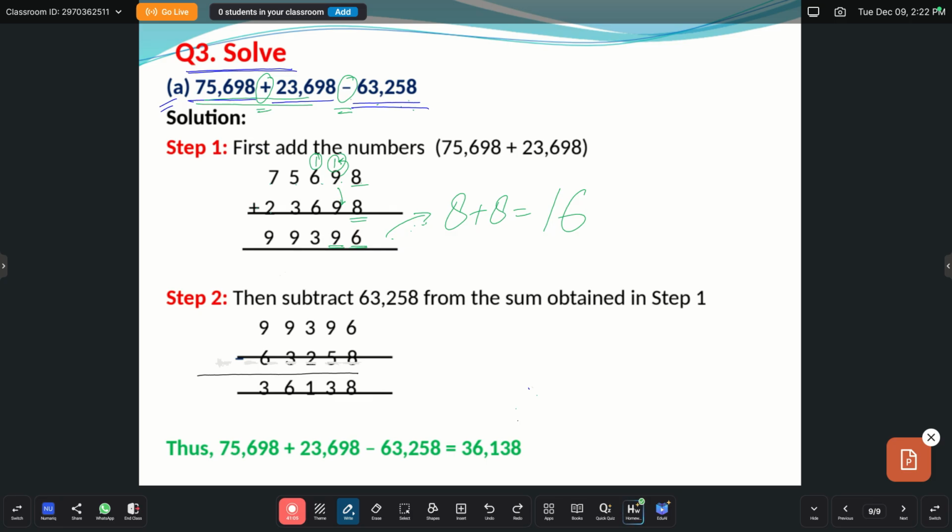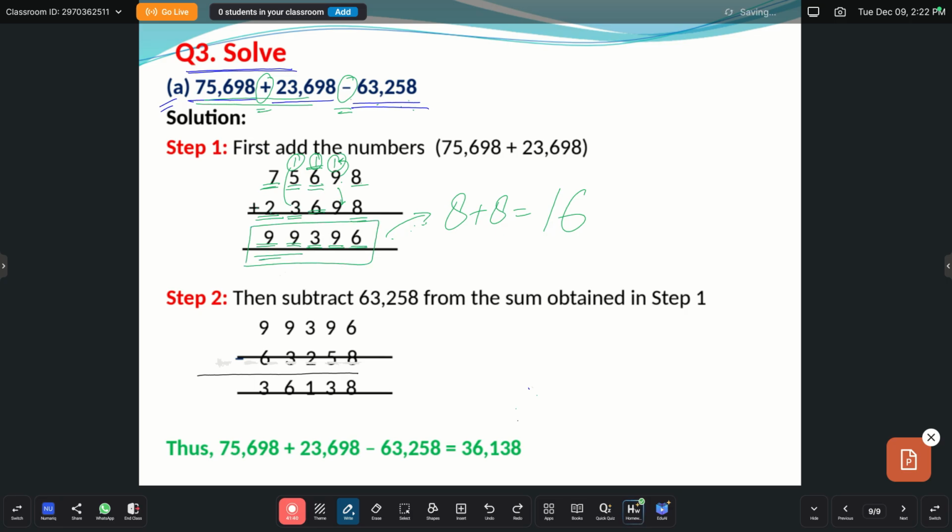What is 6 plus 6? It's 12. And 12 plus 1 is 13. We will write 3 here and carry 1 to the next column. What is 5 plus 3? It is 8. And 8 plus 1 is 9. Now we move to the next column. Here it is 7 and here it is 2. 7 plus 2 is 9. So after adding these two numbers, we got the sum.